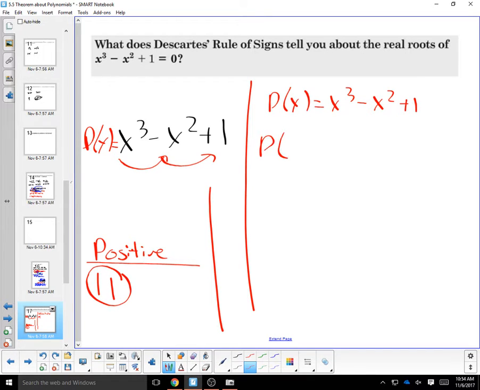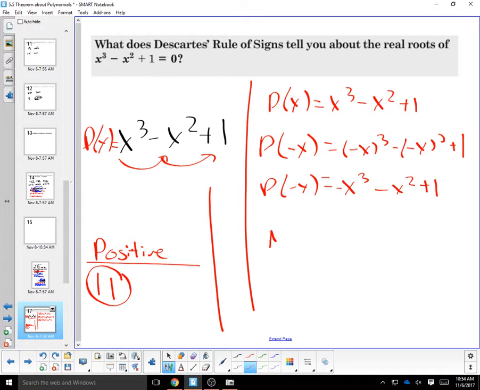Well, I'm going to change this positive x for a negative x. And that will make this negative x to the third minus negative x squared plus 1. If I expand this, that's still going to be negative x to the third. This would become a negative x squared, and this would be plus 1. So this now, my friends, is p of negative x. And it will tell me how many roots are negative.